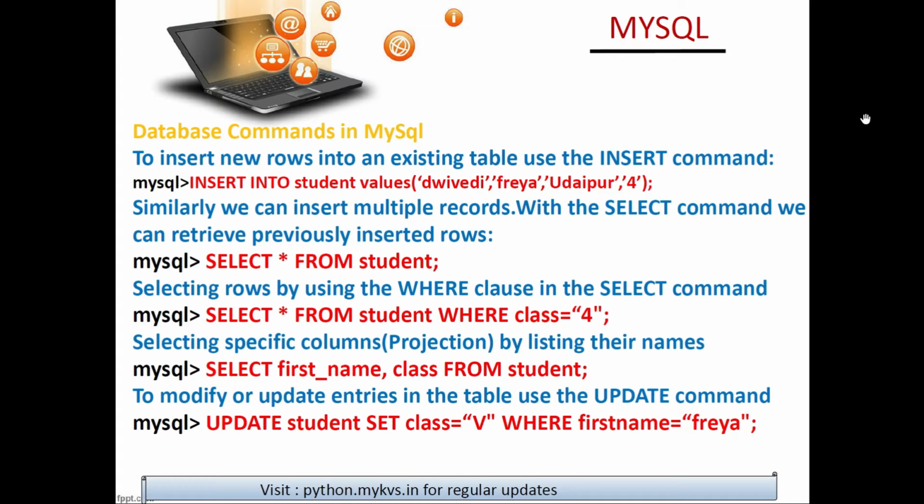Insert command, by using the insert command. So insert into student values. Okay, insert into table name values, that is the format. Okay, so the last name has been given, first name has been given, city name has been given, and 4 has been given. So why is it so?